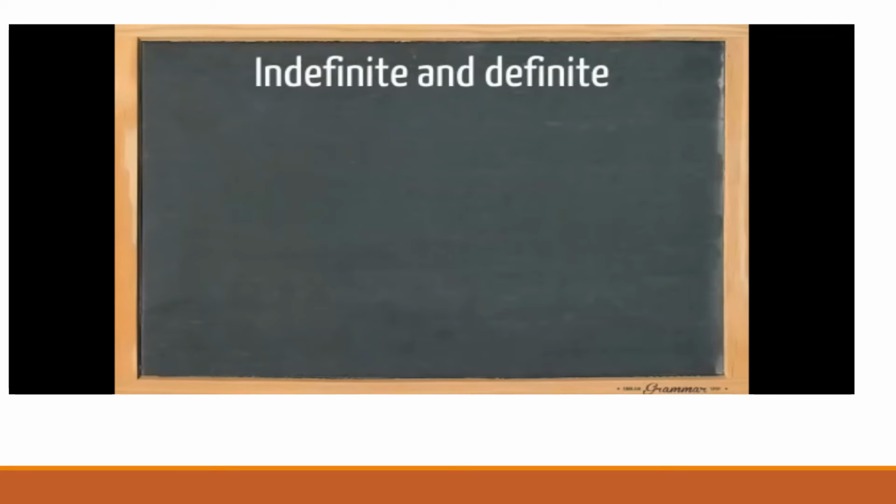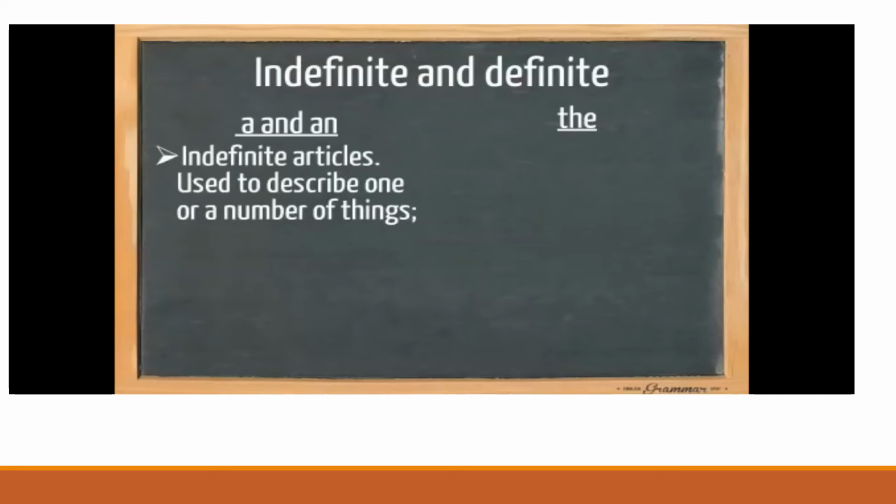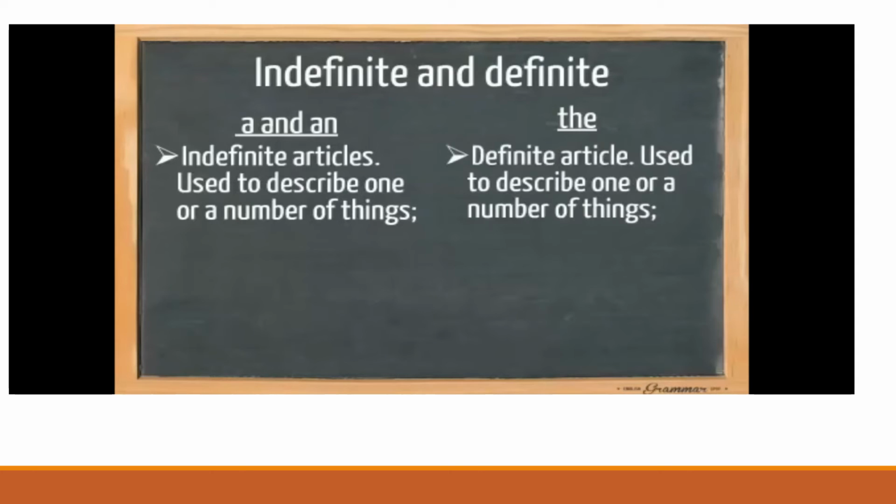Now we need to talk about the indefinite and the definite article. We already talked about a and an, but we also need to talk about the. A and an are indefinite articles. They're used to describe one or a number of things, but that also goes for the. The is the definite article, but again, like a and an, it's used to describe one or a number of things. So, what is the difference?